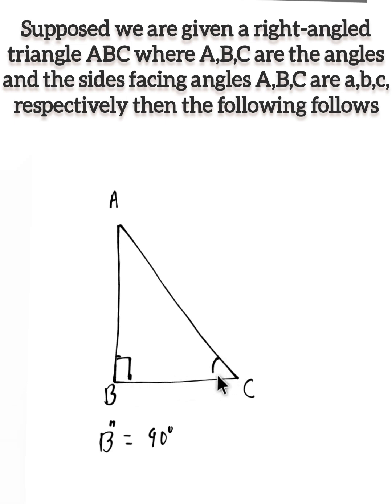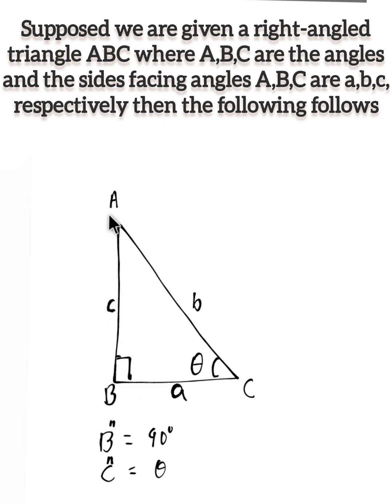Let's assume that angle C is equal to theta. The angle A is unknown. Then, let BC be a. If you observe, a is opposite the angle A, and the distance AC be b, which is opposite angle B, and the distance AB be c.